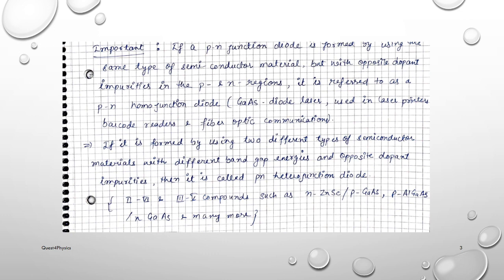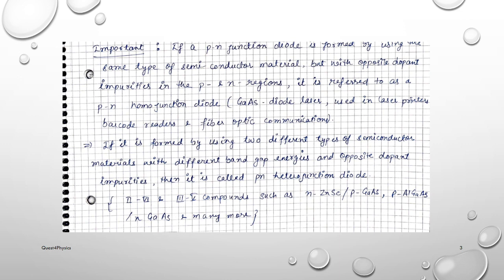So, there are two types of PN junction diode: PN homojunction diode and PN heterojunction diode. So, what is a PN homojunction diode? If a PN junction diode is formed by using the same type of semiconductor material but with opposite dopant impurities in the p and n regions, it is referred to as a PN homojunction diode. For example, gallium arsenide diode laser. It is used in different applications, for example, laser printer, barcode reader, and fiber optic communication.